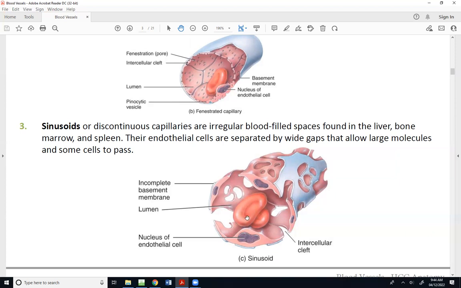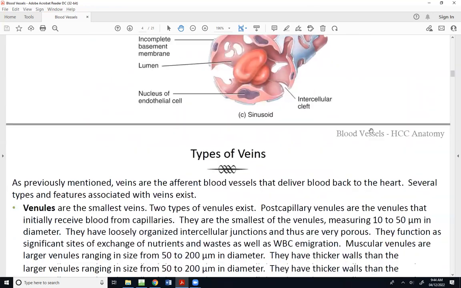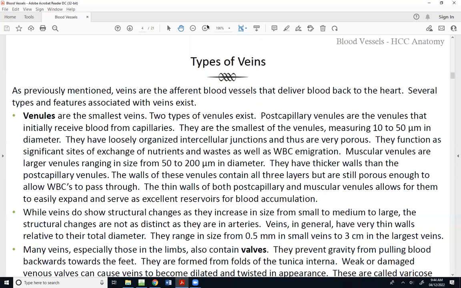As far as the images go, I don't actually care about you identifying the parts of them, but I do definitely want you to make sure you can identify that this is a sinusoid, that this is a fenestrated, and that this is a continuous capillary. Because you might see one or two of those pictures on the exam, and I might ask you what type of capillary it is.